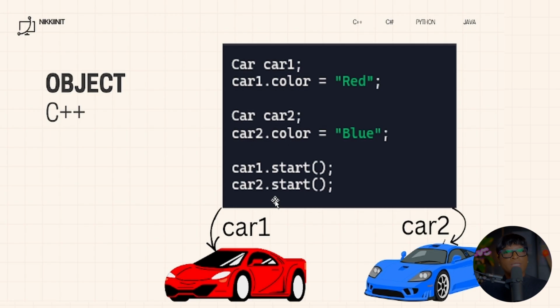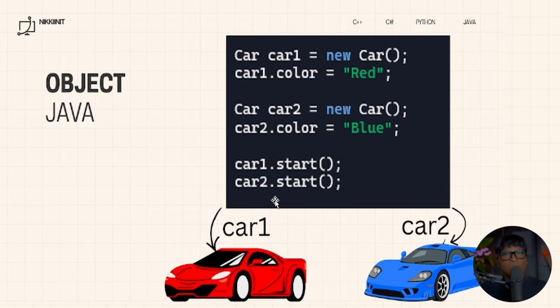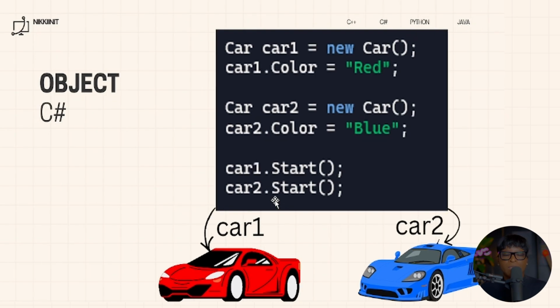Okay, so this is how objects look in C++. This is how objects look in Python. This is how objects look in Java. This is how objects look in C#. Now, C# is a little bit different. C# uses the new keyword, right? And in C++, when you use the new keyword, we're talking about dynamic programming. Okay, we're going to get to that in a different video.